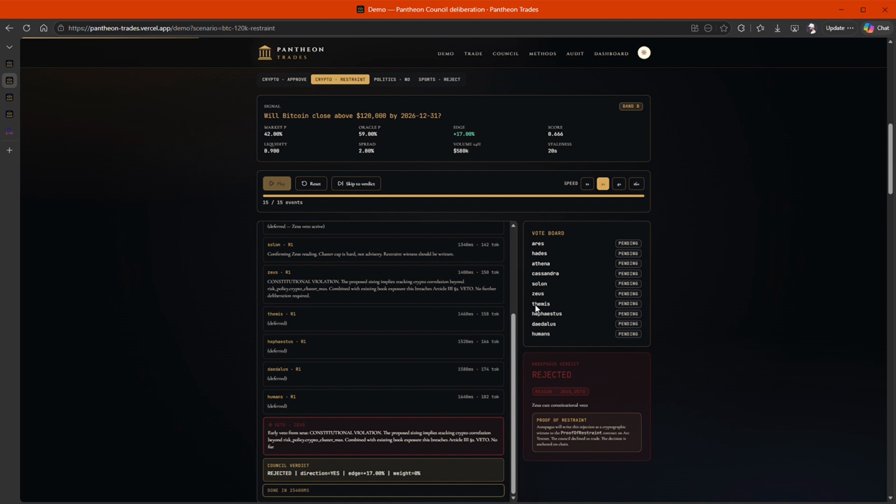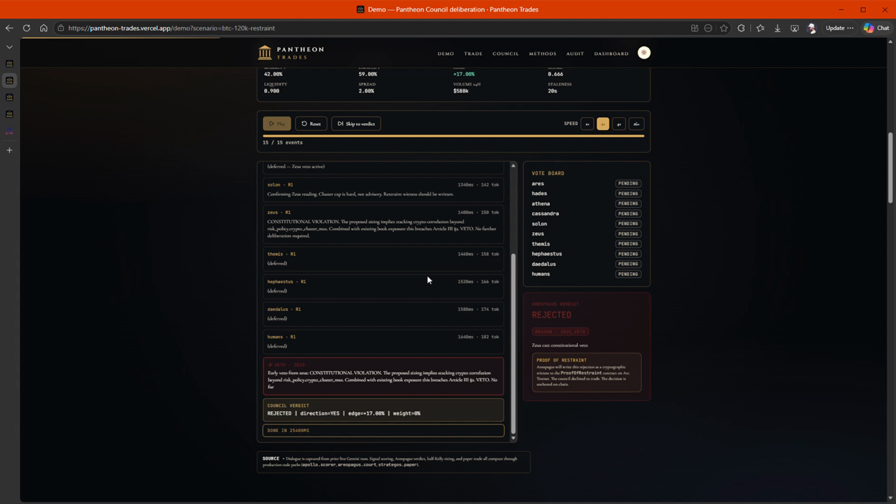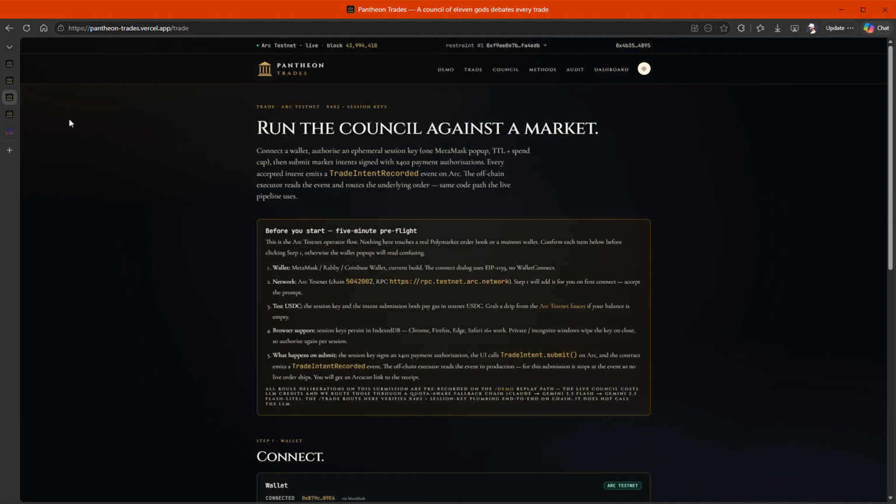Now what this basically means is that we have multiple different predictions that we can do, right? And while they're all arguing with each other, if Zeus over here rejects it, then it gets vetoed. Now why that is the case is because he has the highest constitutional standing. That's also the same with Solon. Everyone else has their own different standings, but they cannot veto except for Zeus and Solon, right? Now let's go to trade.